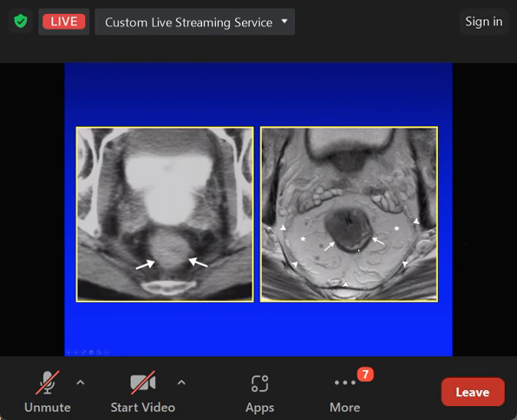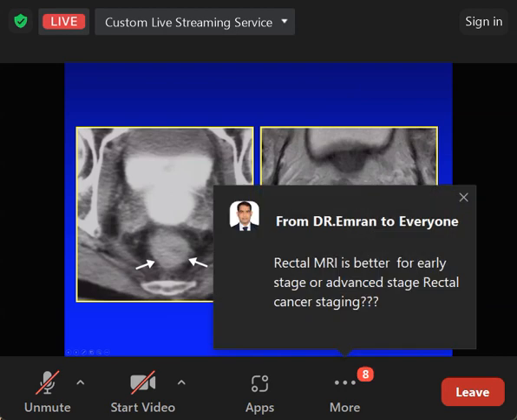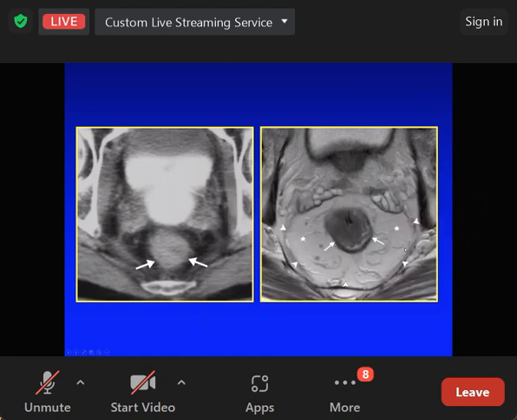This is normal from about 1 o'clock to 7 o'clock, but here in the top right part, this is all tumor. See, it's destroyed the submucosa, it's destroyed the mucosa, and it's destroying the muscularis as well. So you can see that CT hasn't got a hope in terms of looking at the primary tumor.